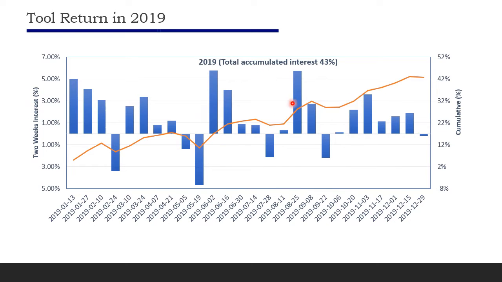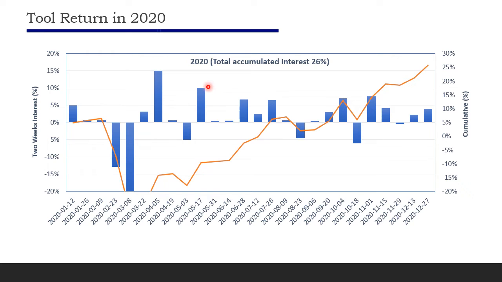In 2019, again, you can see the return of this method was something around 42% at the end of the year. The minimum return happened sometime in the first half of May, and it was something around -5%, and the maximum again a bit more than 5%, 6%.